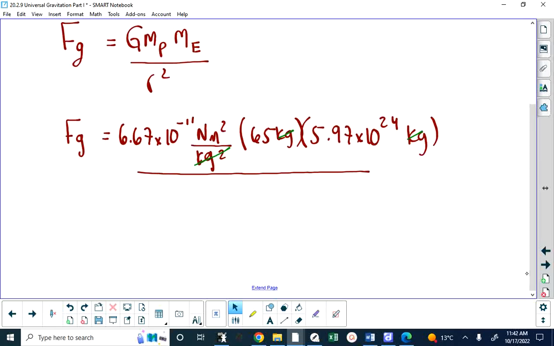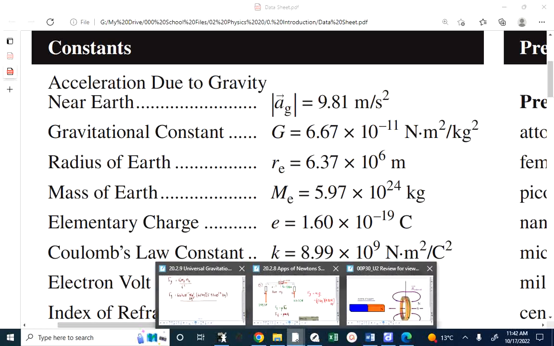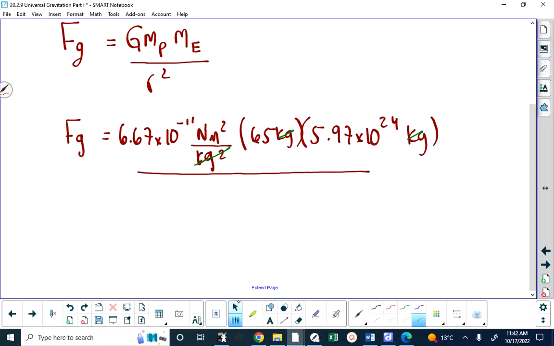Well, go to your formula sheet. The radius of the Earth is 6.37 times 10 to the 6 meters. That was known; ancient Greeks figured out what that was by looking at lengths of shadows and heights of towers and things like that. It's not a difficult mathematical problem. So we can put that in, 6.37 multiplied by 10 to the 6 meters.